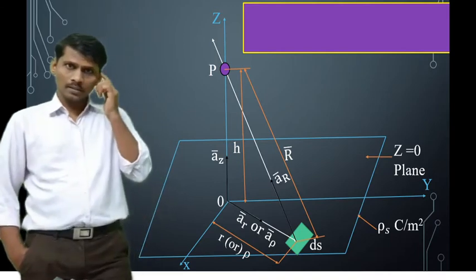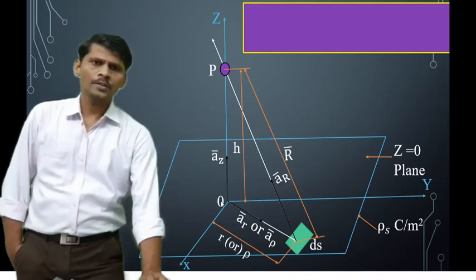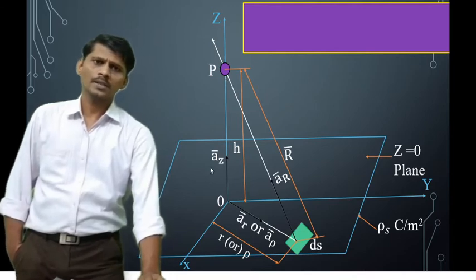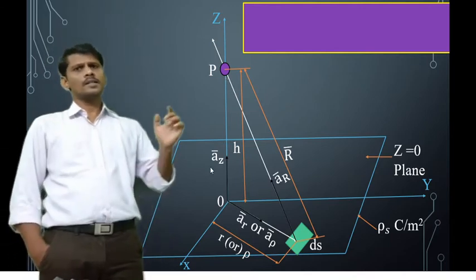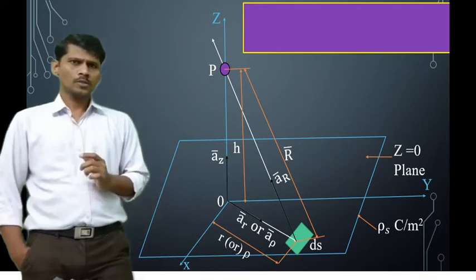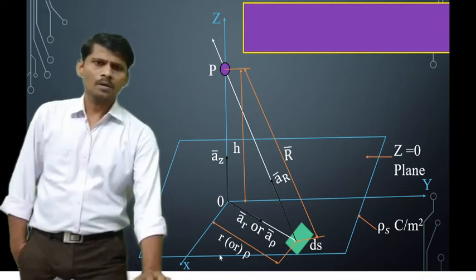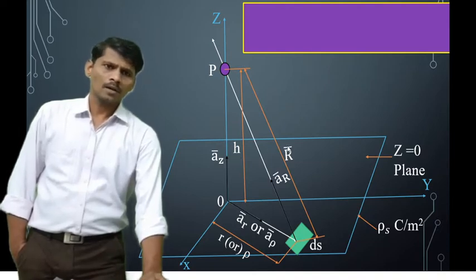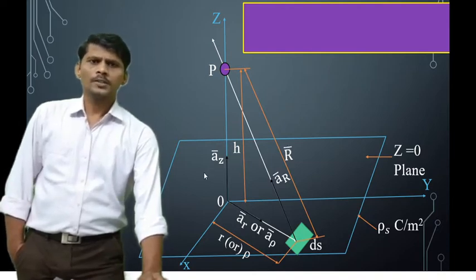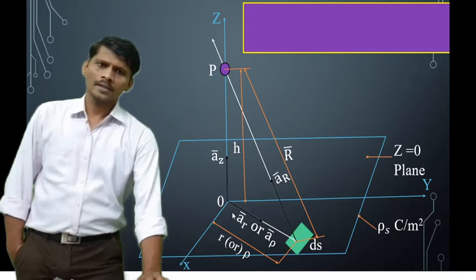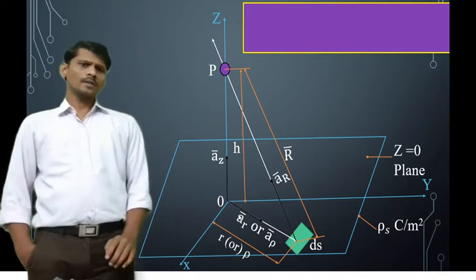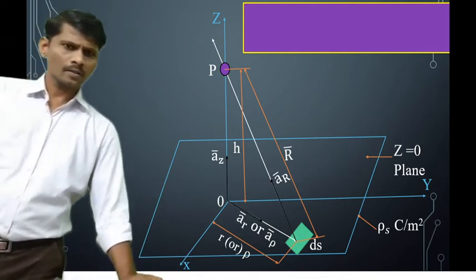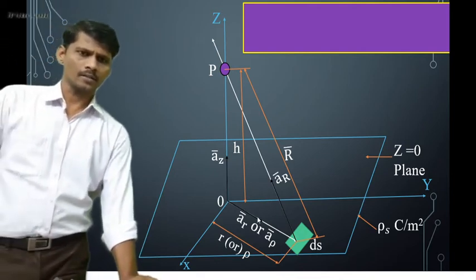In this figure, the unit vector az bar is moving towards point P, so the az bar unit vector is considered positive. What is the distance from the origin to point P? It is h meters. Therefore, capital R bar is equal to h into az bar, and the a suffix small r bar unit vector is not moving towards point P; it is moving in another direction.